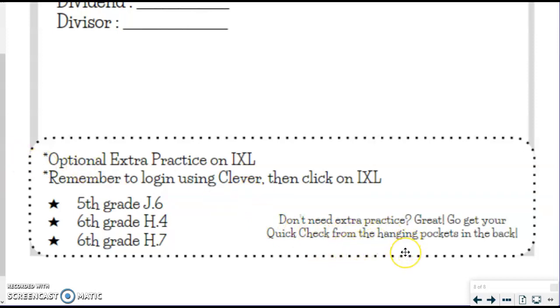Great. Go get your quick check for this section in the hanging pockets in the back. So you decide what kind of practice you need. And maybe it's only a little, maybe it's a lot, maybe it's none. You decide, and then go get your quick check after you've decided and practiced what you needed. You can do it. Good luck.